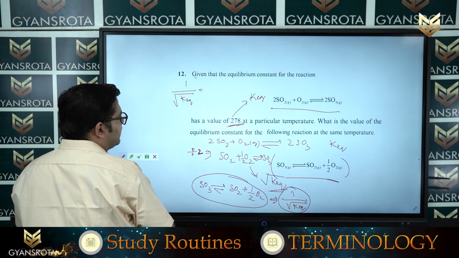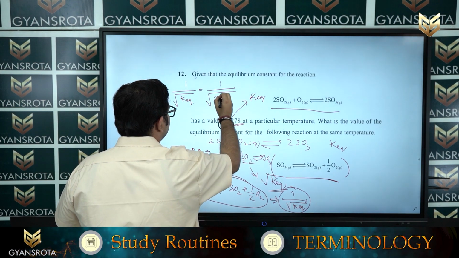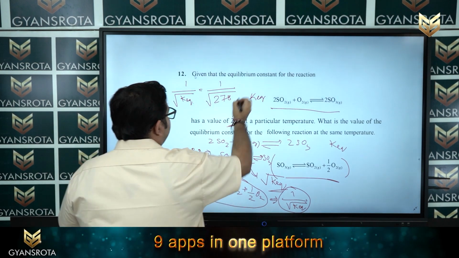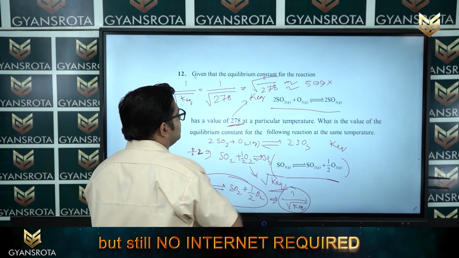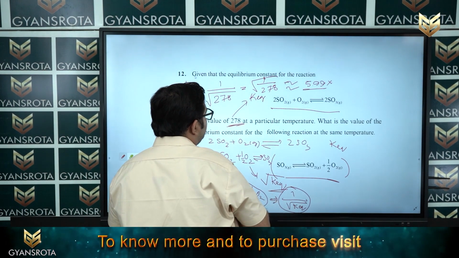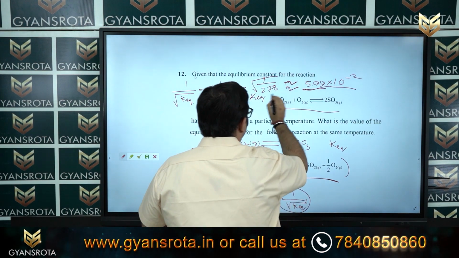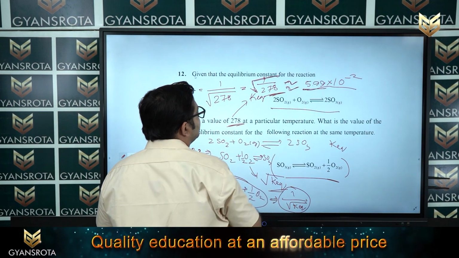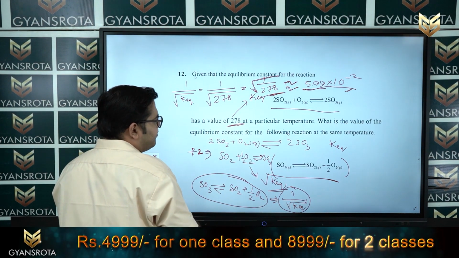What is the value of K equilibrium? They have given 278, so it is 1 over root over 278. If you solve this part, you end up with the answer 5.99 into 10 to the power minus 2. This is an approximate value. Just do it at home, take 1 by root 278, and you end up with the answer nearly 5.99 into 10 to the power minus 2.